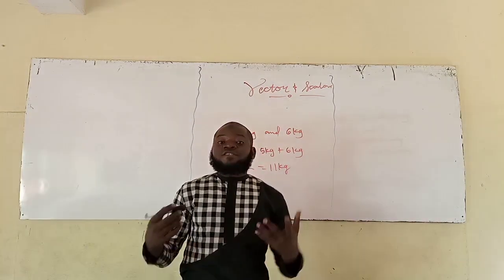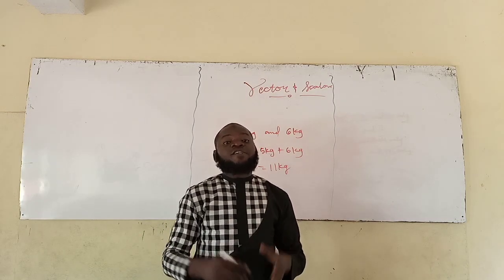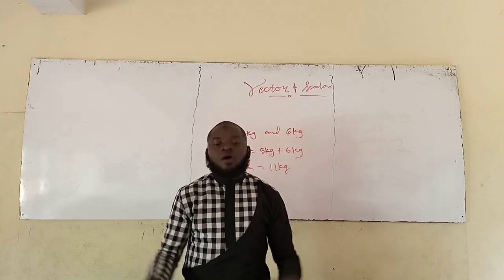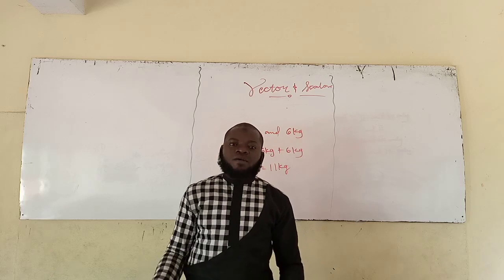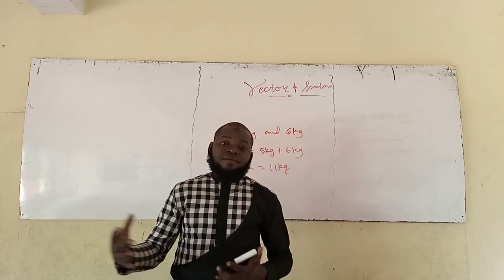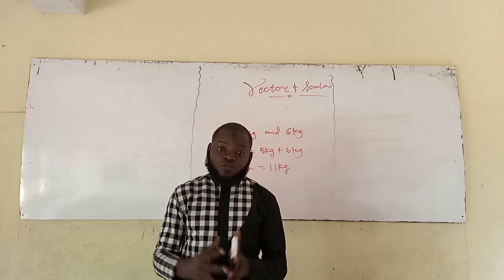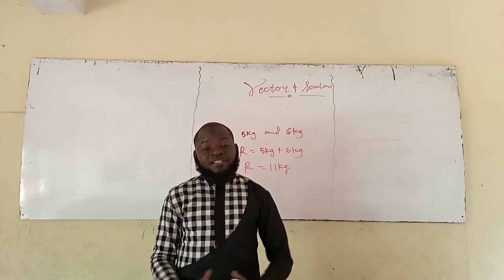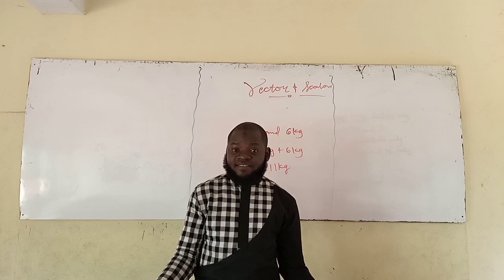The first thing you need to consider, to know if you are going to add or subtract vectors when you are determining their resultant, is to know their direction. When they are facing the same direction, they are summed together. When they face opposite directions, you take their difference.